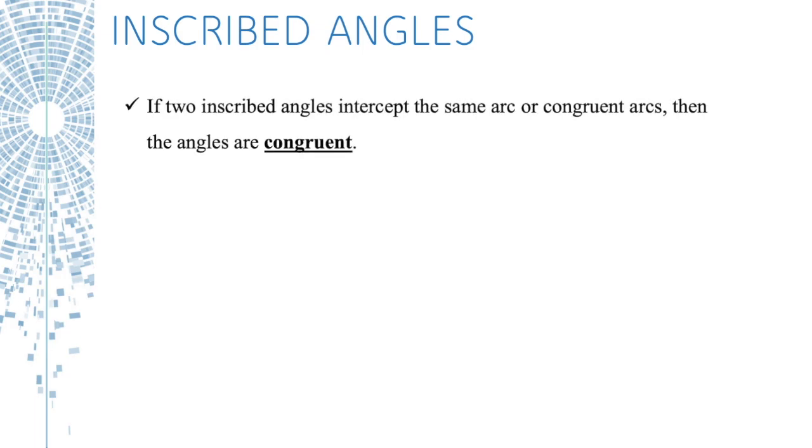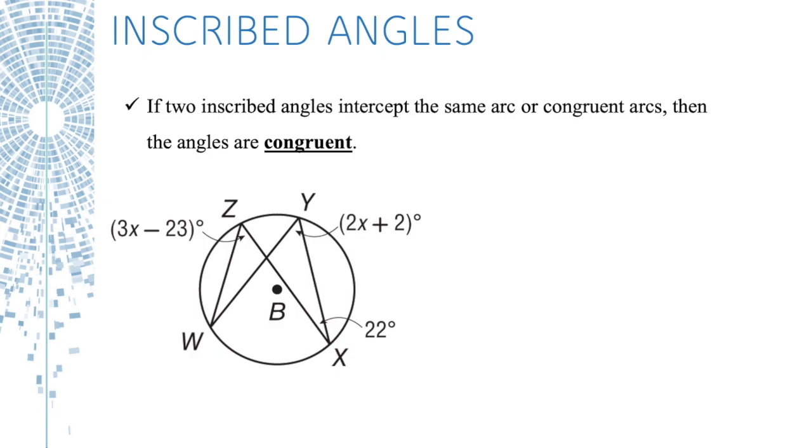If two inscribed angles intercept the same arc, or congruent arcs, then the angles are congruent. Let me show you what that means. Okay, that looks confusing, but look at this. See that angle there? It intercepts the arc WX. This angle also intercepts the arc WX. So that means that angle Z and angle Y are congruent, which means 3x minus 23 equals 2x plus 2. And we can solve for x.